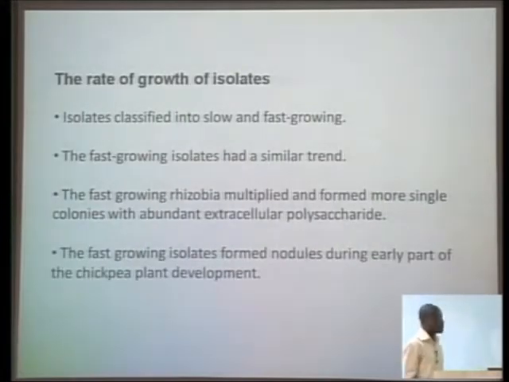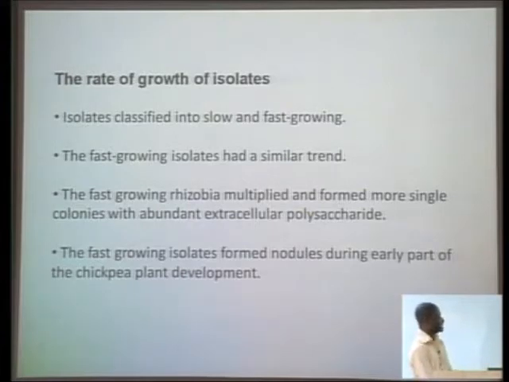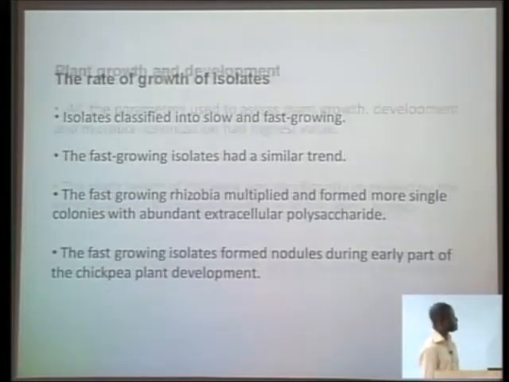In summary, the isolates were classified into slow and fast growing, and the fast-growing isolates had a similar trend, like I've already shown. They multiplied and formed more single colonies with abundant extracellular polysaccharide on the YEM agar in 5 to 7 days. And then the fast-growing isolate formed nodules during the early part of the chickpea plant development.